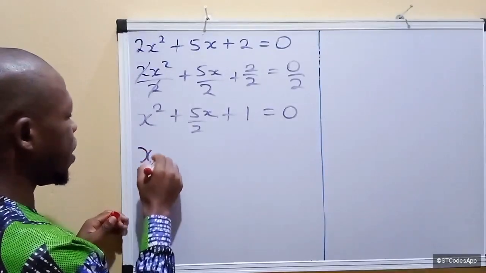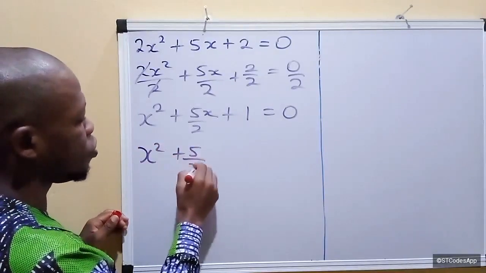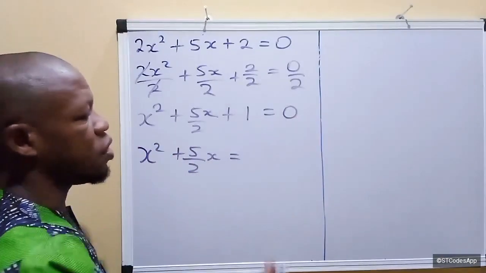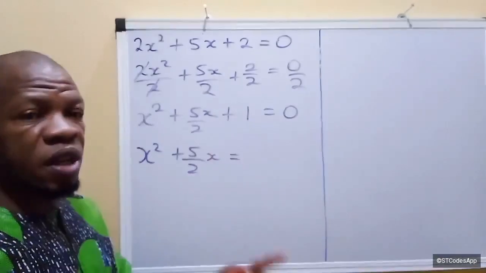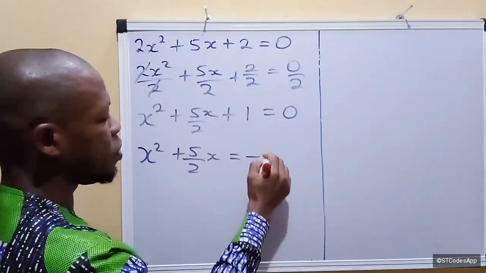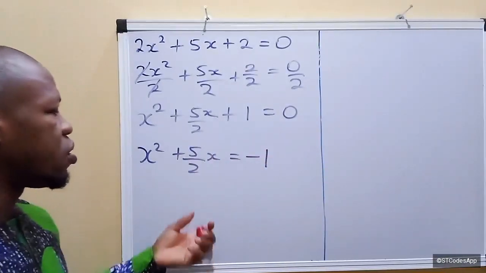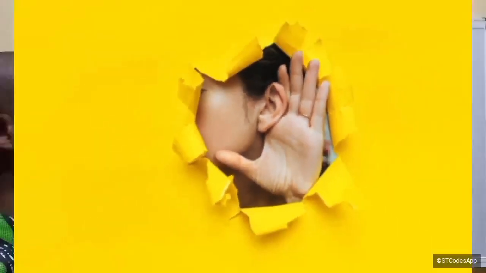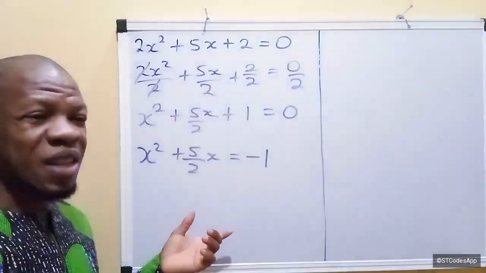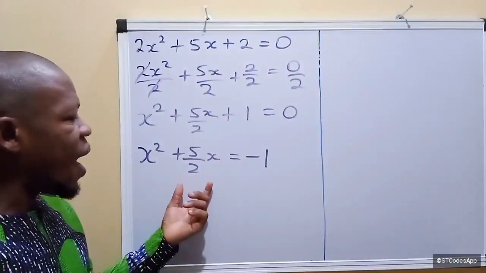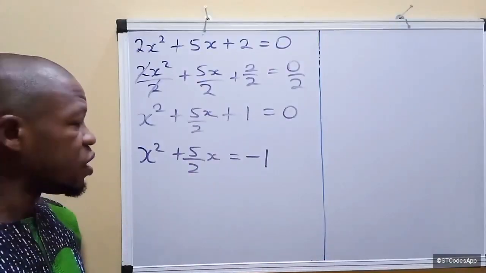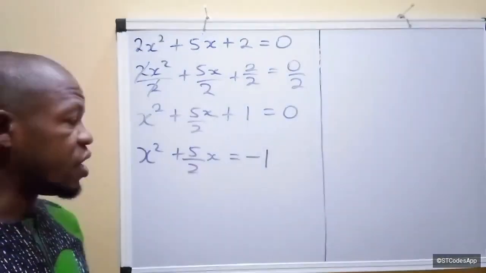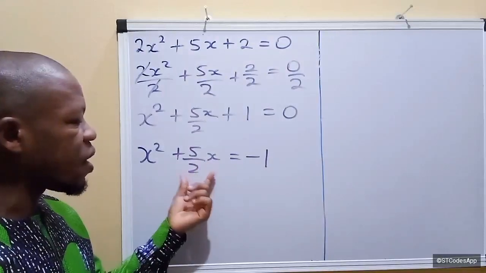So I will have x squared plus 5 all over 2x equal to, carrying this term over to the right side of the equation, the sign is going to change from positive to negative. It's a rule that must be followed in mathematics. And then having got to this point, the next thing I'm going to do, I want you to listen attentively, because a lot of persons have a challenge at this point. We are going to add to both sides of the equation the square of half of the coefficient of the term carrying x here.